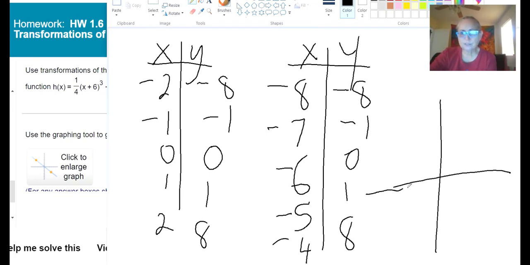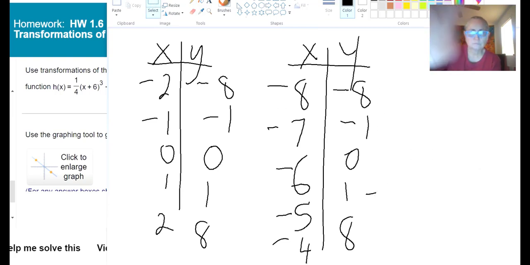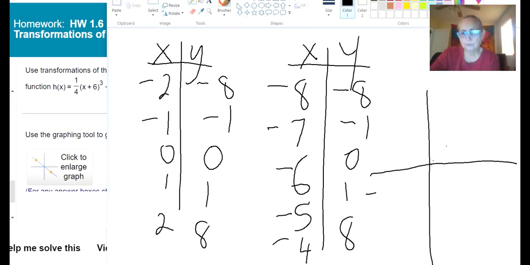So -6, 0 is now our new origin. Our origin was over here, but the whole thing moved over, right? Okay. -5, 1 is up here. Let me do it a little bit clearer. Hold on one second. Originally, remember, it was over here, like this. And now we're over here at -6, 0, and -5, 1, and -4, 8. So it's the same shape. It's just moved over to the left 6.